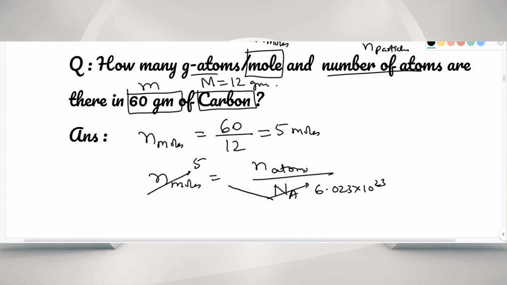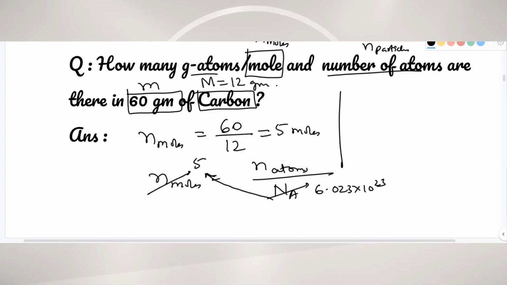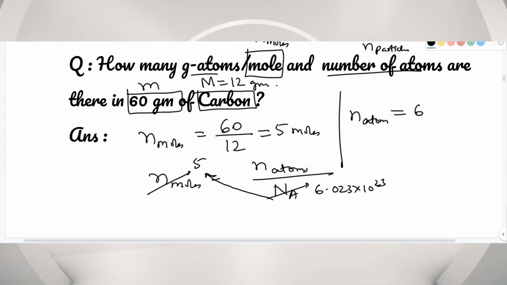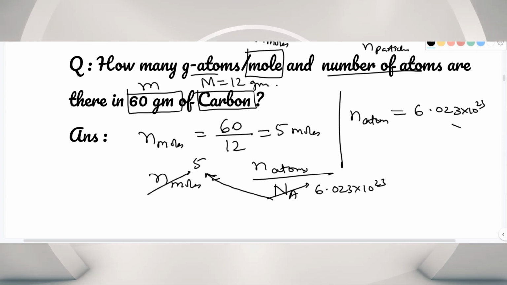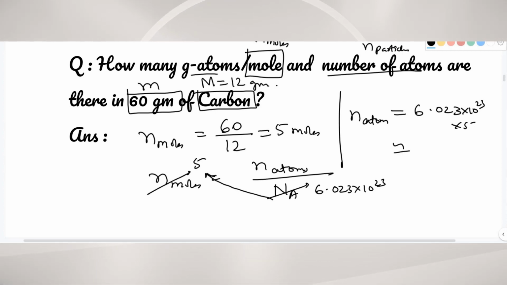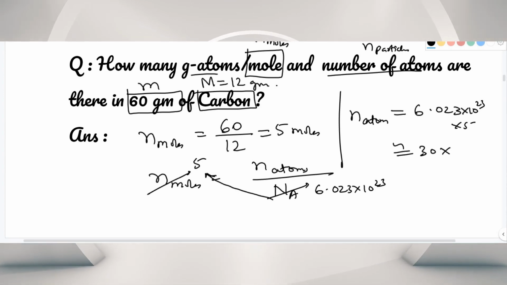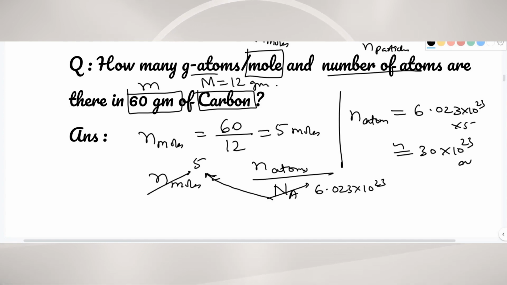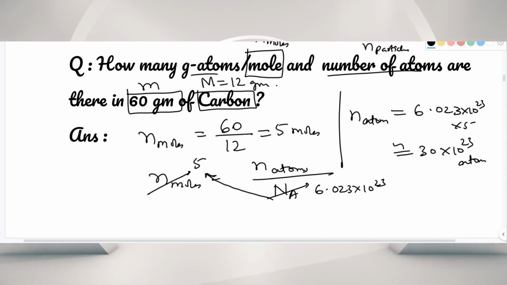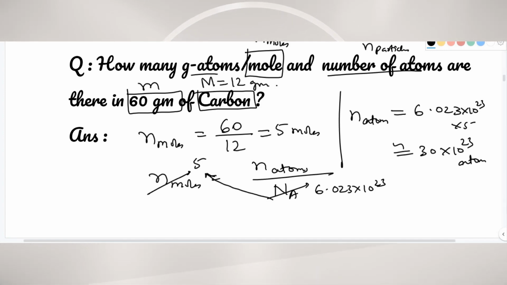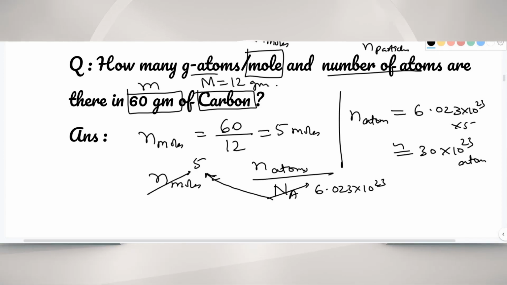You have to just do a simple cross multiplication to know the number of atoms present in 60 grams of carbon. Number of atoms is 6.023 into 10 to the power 23 times 5. You do that, approximately you get 30 into 10 to the power 23 atoms. That means 60 grams of carbon has a 3 followed by 24 zeros, that many atoms. Oh wow, very big.